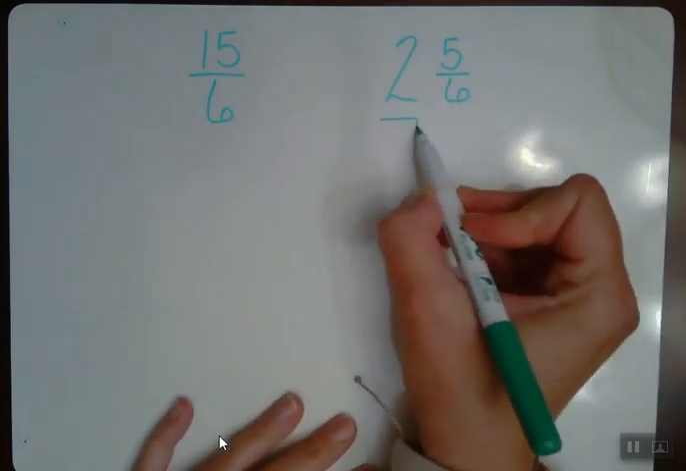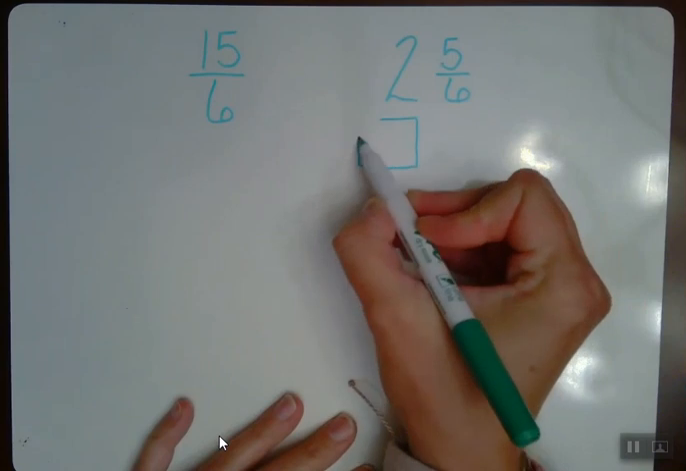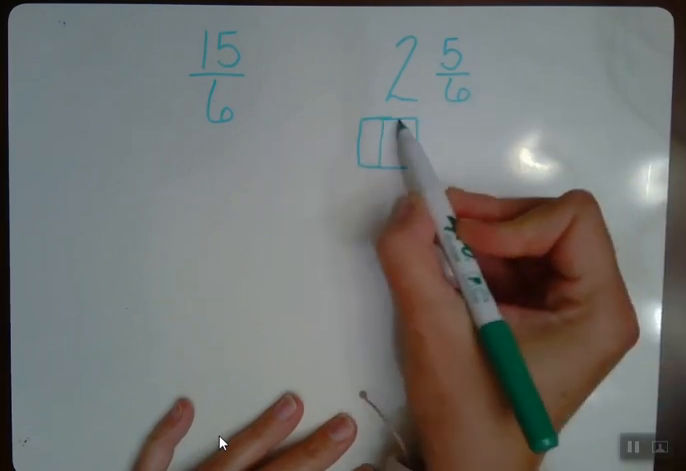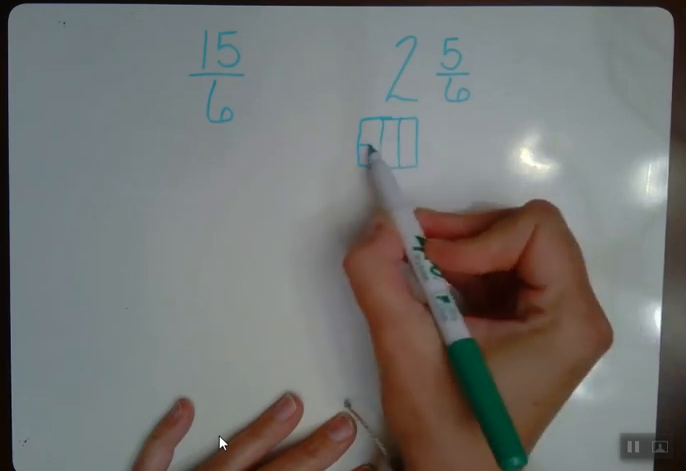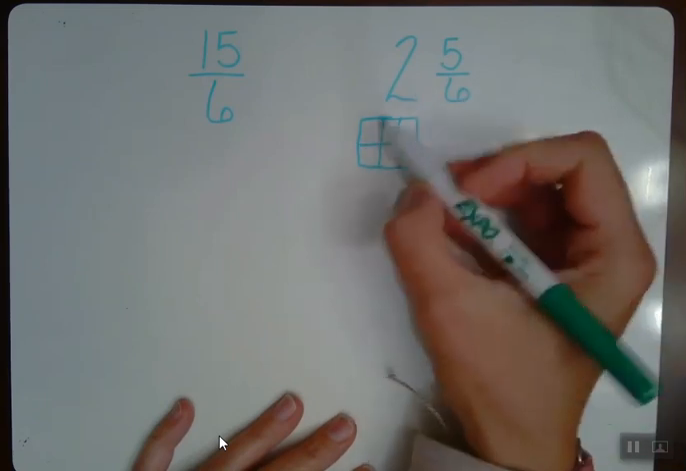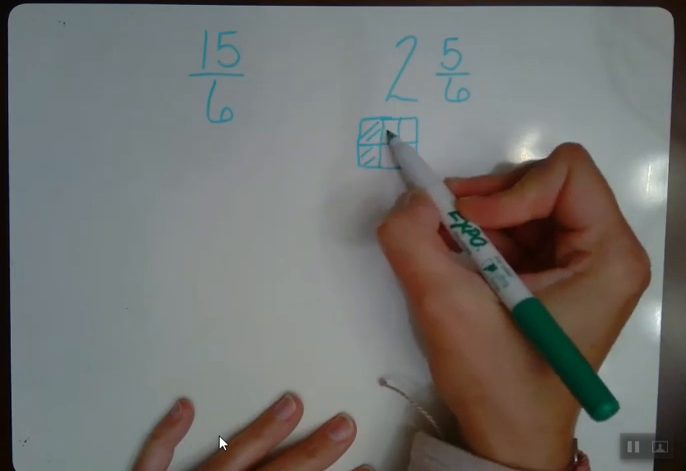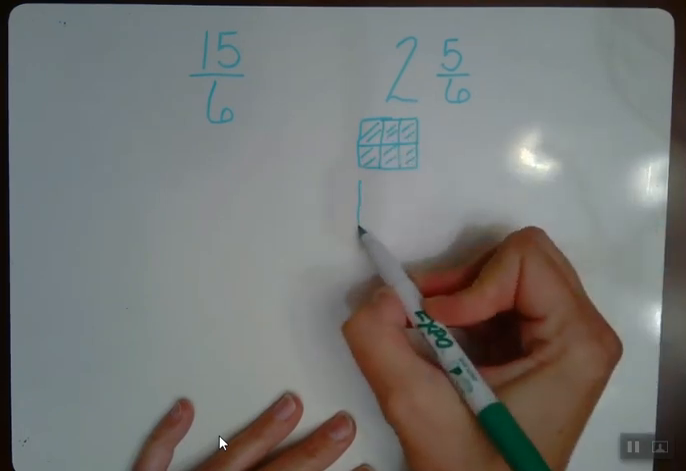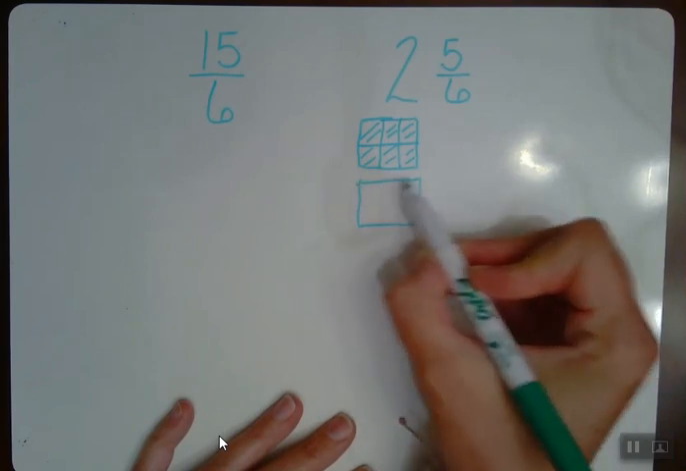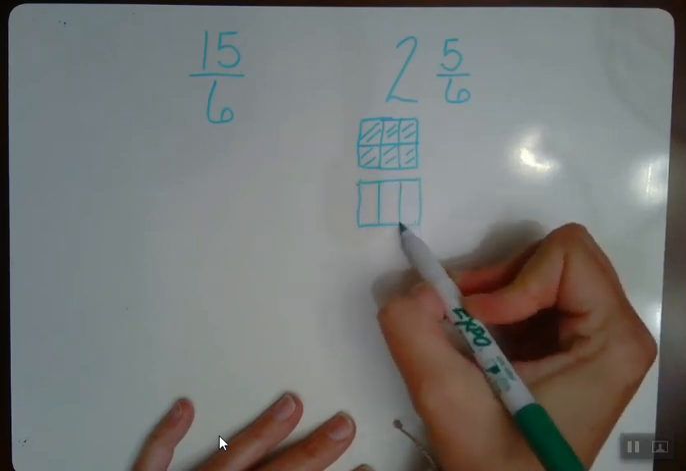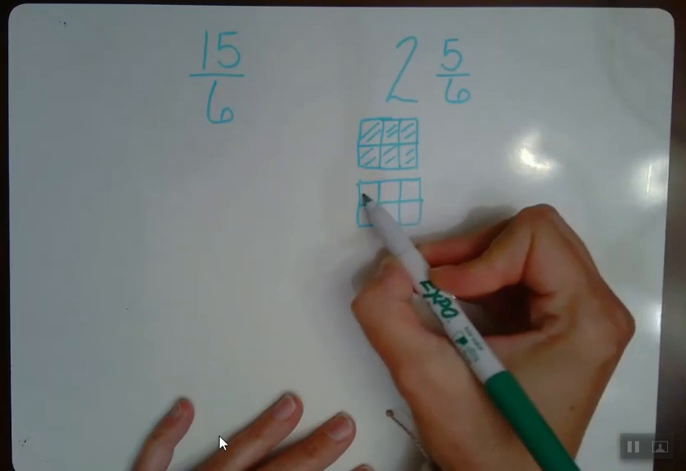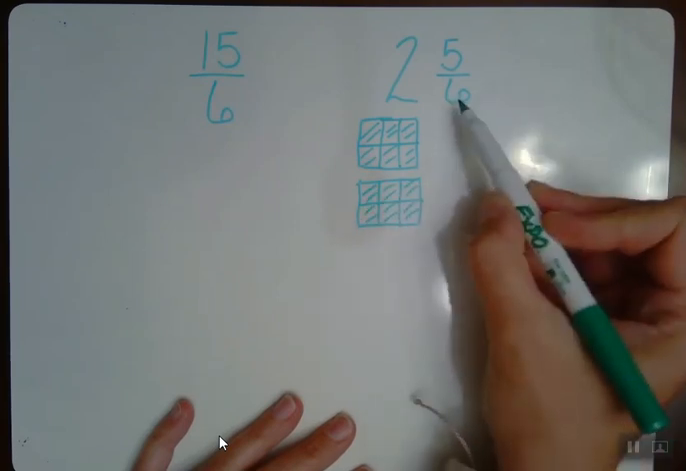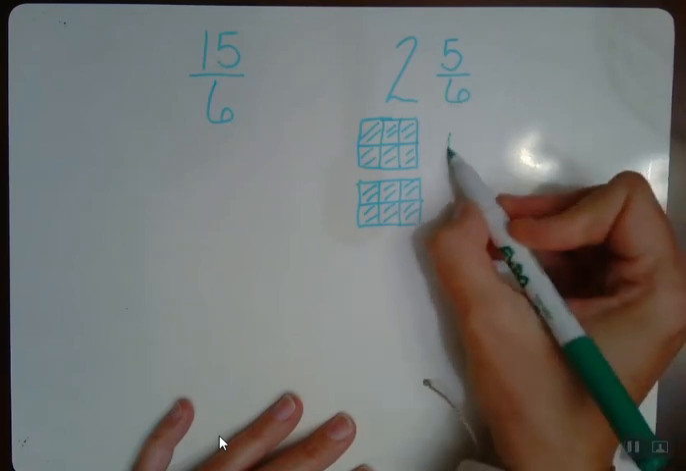So I'm going to start with my 2 wholes, and we're working with a model of 6ths. So I'm going to split this 3 ways here and then in half, and that gives me my 6ths. My first model is going to be 1 whole. I'm going to draw another model of 6ths, split it into 3 and then in half, and I need 2 wholes. And then I need a fractional amount of 5/6.